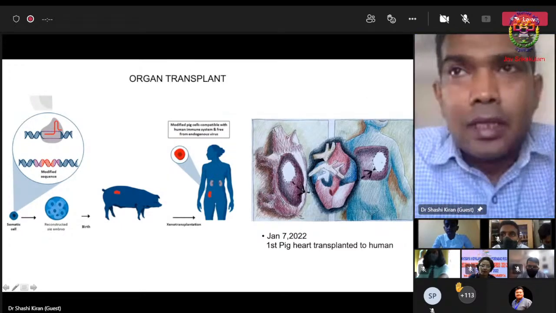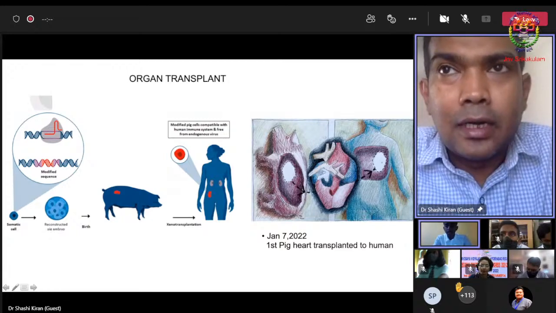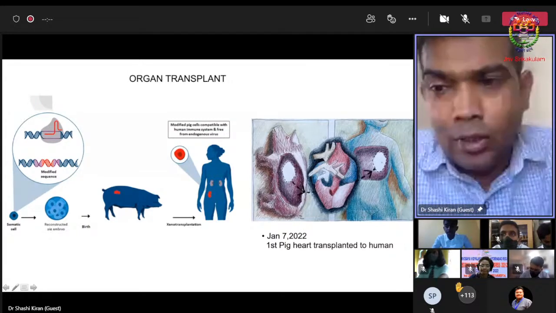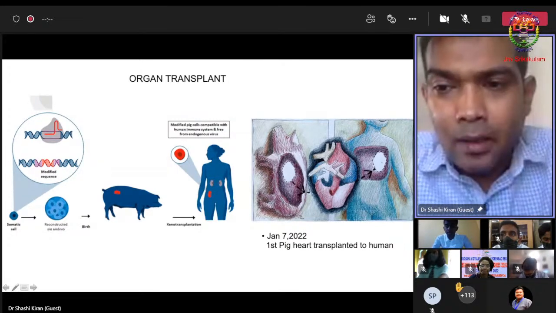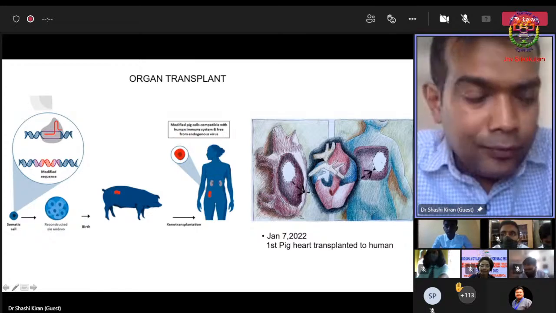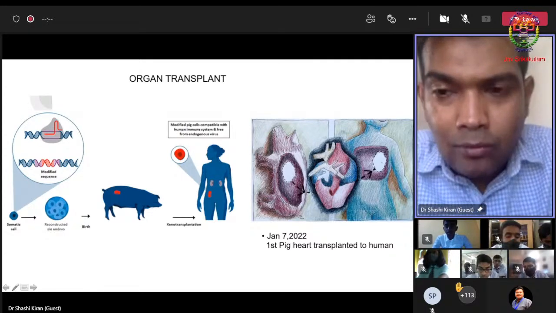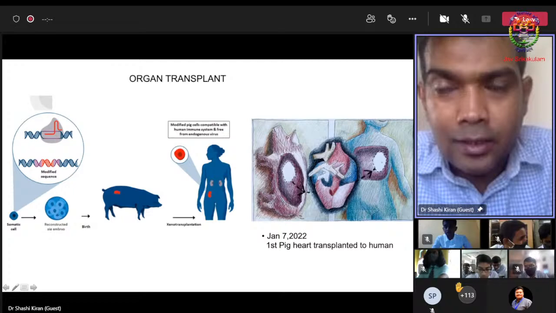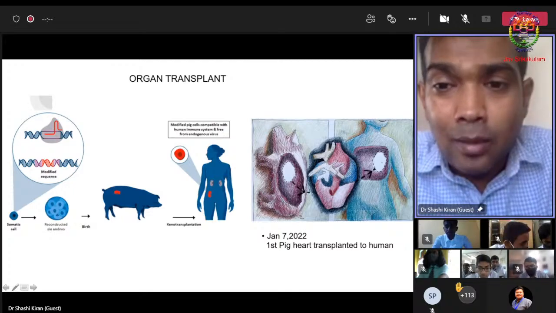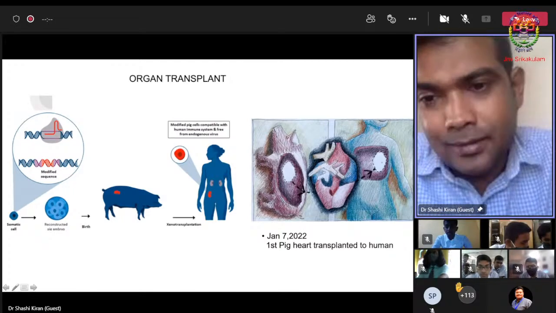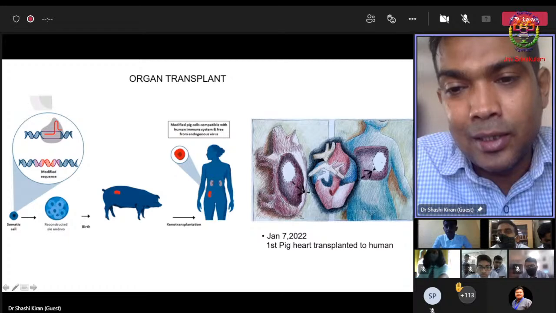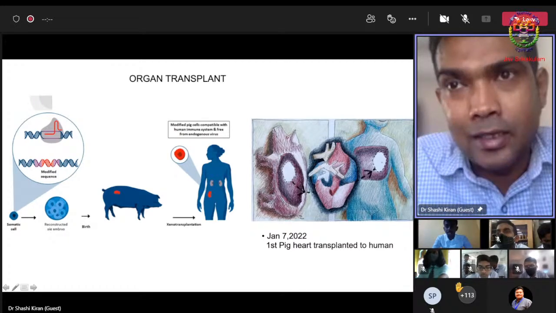Side effects? Yes. So that we currently don't know. As I said, only the first transplant has been done. So only after such transplants become common will we learn what side effects there are. Definitely, there will be some side effects, but it's better than death, right? People will take it rather than dying, right?